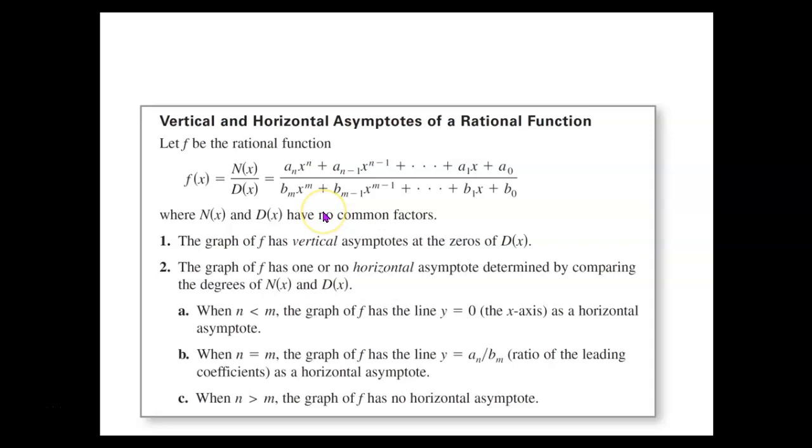The third possibility is if the degree of the numerator is greater than the degree of the denominator, then the graph doesn't have a horizontal asymptote. Now, it might have a diagonal or slant or oblique asymptote, but it doesn't have a horizontal asymptote. So we'll look at some more examples in the next video.